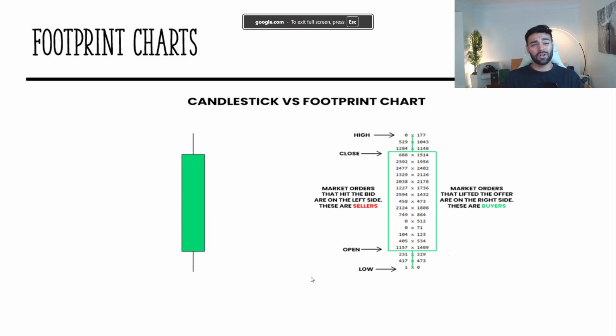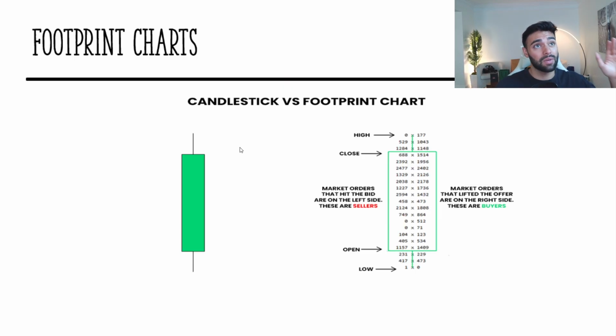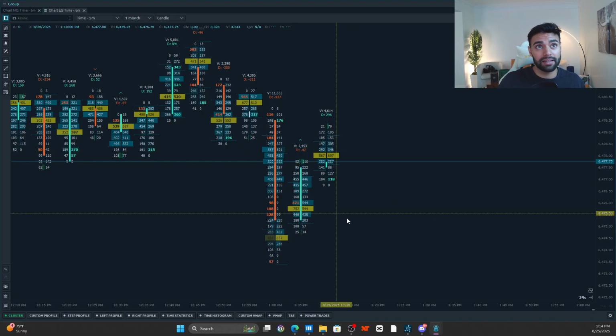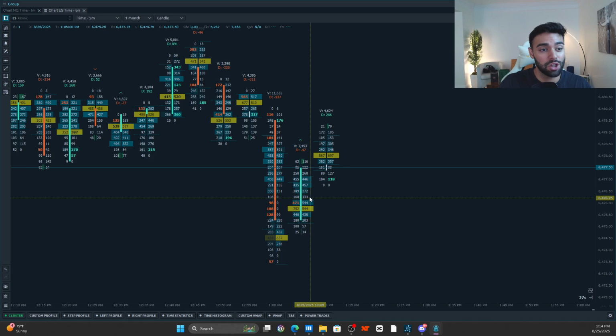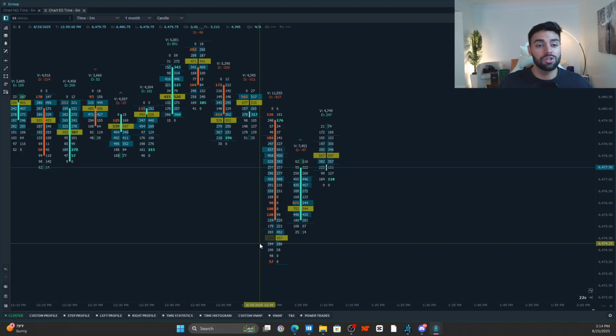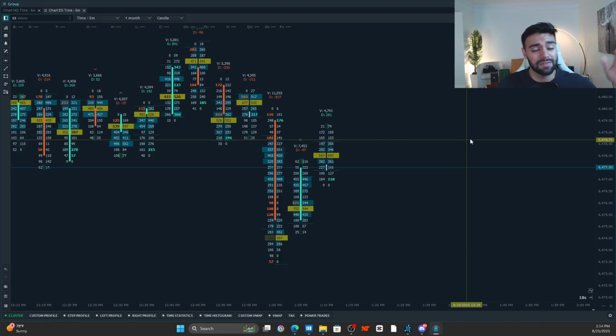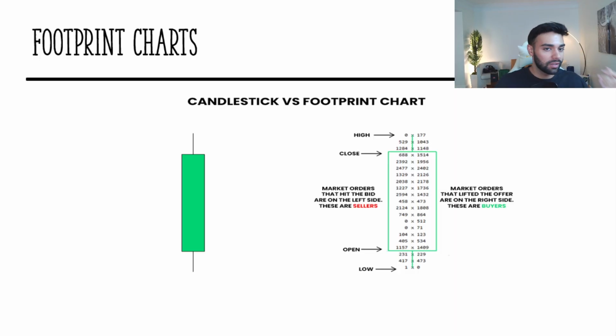What this footprint chart is, is pretty simple, guys. We have a normal candlestick and a footprint chart candlestick. Basically, this right here is showing you exactly what a candlestick is showing you, right? It's showing you the open, the close, the high and the low, just like a regular candlestick, at any given time frame, whether you want the 5 minute, 30 minute, 5 hours, 17 hours, 30 days, whatever you want, you can have it on the footprint chart.